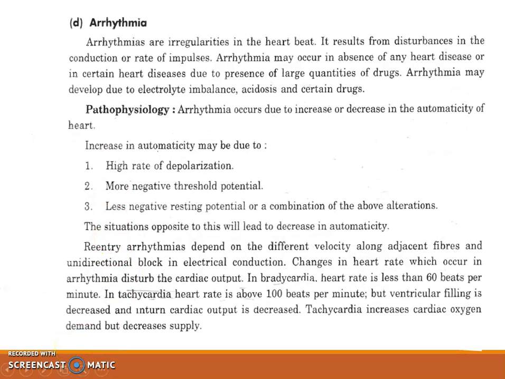The next disease is arrhythmia. Arrhythmias are irregularities in the heartbeat. It results from disturbance in the conduction or rate of impulses. Arrhythmia may occur in the absence of any heart disease, or in certain heart disease, or due to the presence of a large quantity of drug. Arrhythmia may develop due to electrolyte imbalance, acidosis and certain drugs.